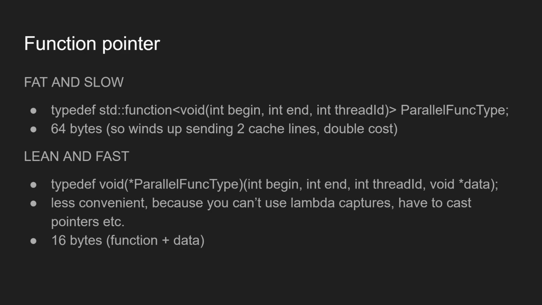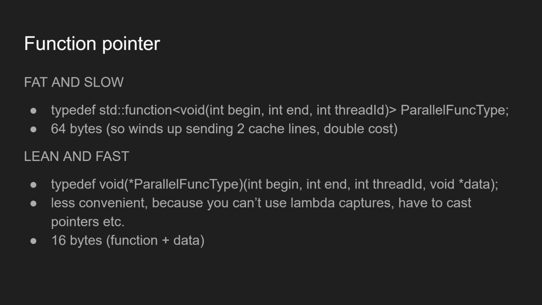This means that any other information that I'm going to transmit besides what function to call takes more than one cache line in total. This wound up actually then doubling the amount of time it takes to send a request to worker threads. Instead, what turns out to be better is to use a raw function pointer. This is somewhat less convenient because you can't use lambda captures.